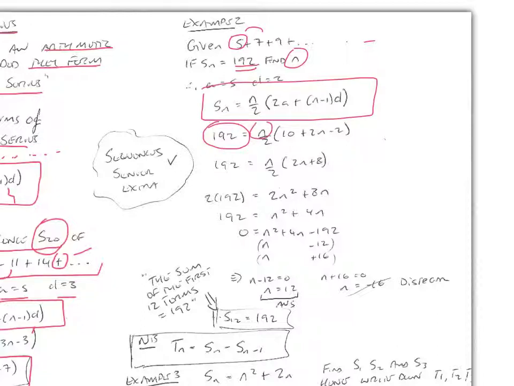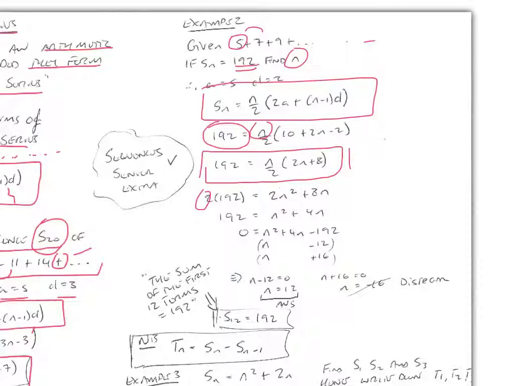So we put in our a value and our d value, and we end up here first of all. Just be careful here. 192 equals n over 2 times 2n plus 8. Okay, so let's get rid of this 2. We can do that by multiplying both sides by 2.